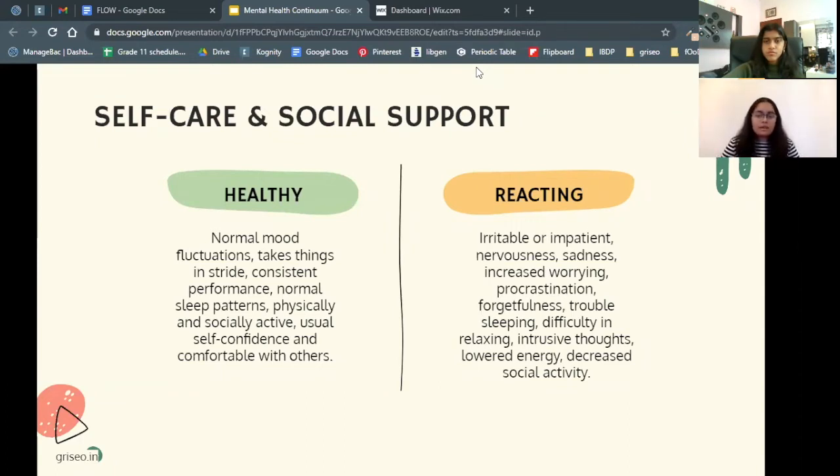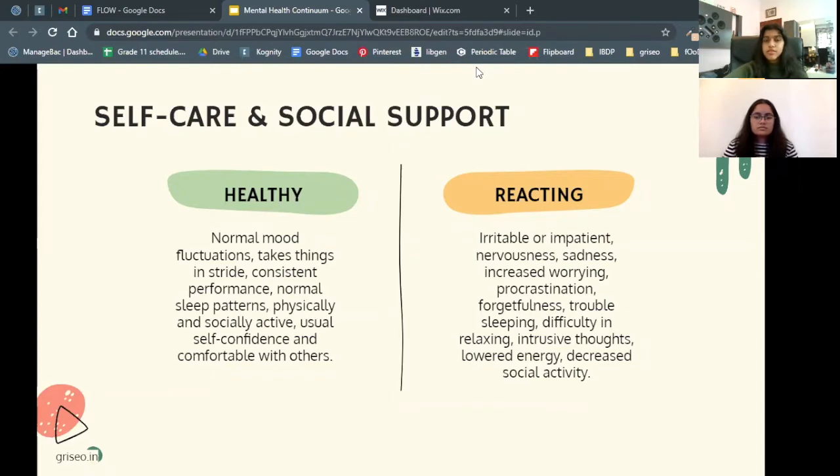So it's okay if you fall, but you have to try your best to come back. So the next stage under self-care and social support is reacting, which is known as common and reversible disease. As the name suggests, it is easily reversible. So if you're in the reacting stage, you can easily move back into the healthy stage with the right amount of self-care and social support.